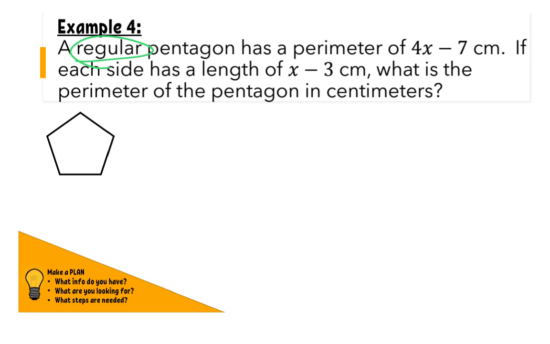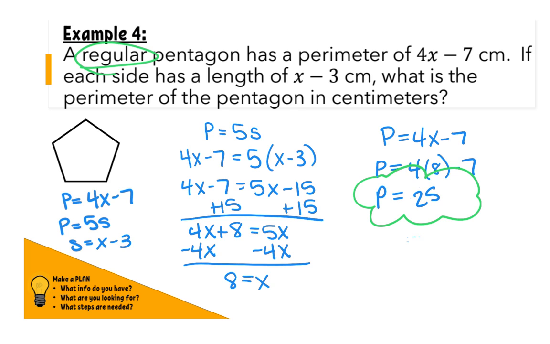Hit pause to try this one out, and when you're ready to check your answer, hit play. So let's break this problem down. We actually had a lot of information about our perimeter. We know that the perimeter had 4x minus 7 as its value. We also know that since this is a regular pentagon, the perimeter is just 5 times the side length, which is x minus 3.